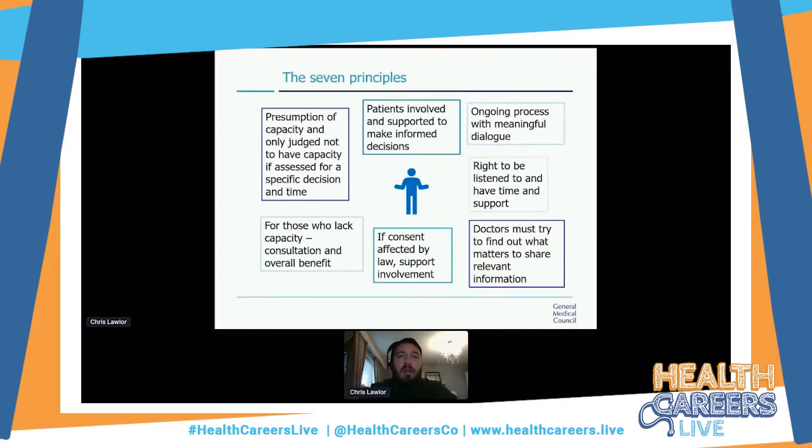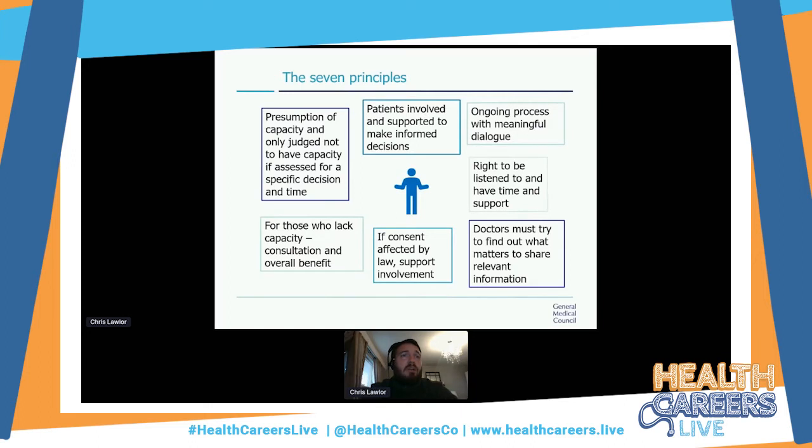So we've got, is consent affected by law? If consent is affected by law, then we've got to ensure that there is support and involvement from those available to the patient. So ensuring that they are aware of the laws that are impacting on that consent.